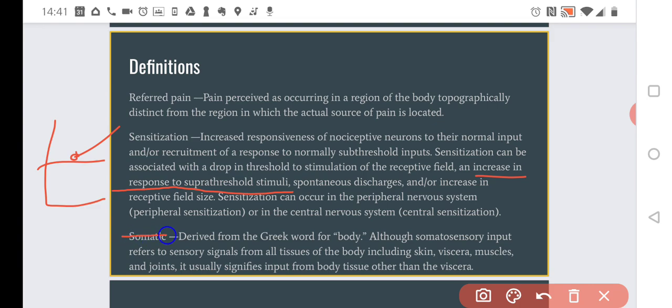Okay, what does somatic mean? Somatic derives from the body. Although the somatosensory input refers to sensory signals from all tissues of the body, including skin, viscera, muscle, and joints, it usually signifies input from tissue other than the viscera. So generally, it's about the inputs. The origin of this pain is from the body tissue other than the viscera. Simple like that.